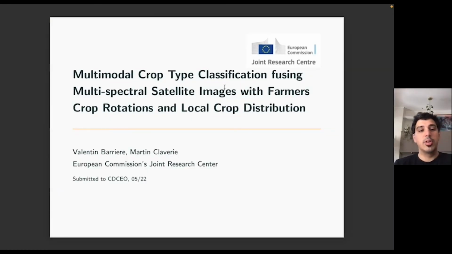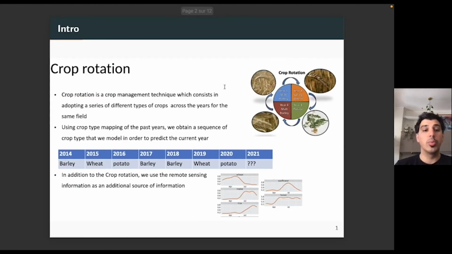Hello, everybody. I'm Valentin Barrea from the Joint Research Center, and I represent the work done with Martin Clavry on multimodal crop type classification, where we've used satellite images, farmer crop rotation, and local distribution inside the same model. So why do we use crop rotation?